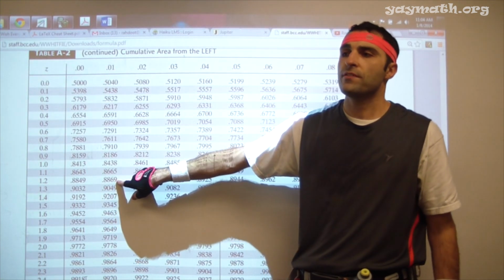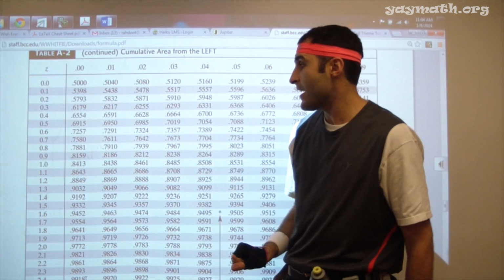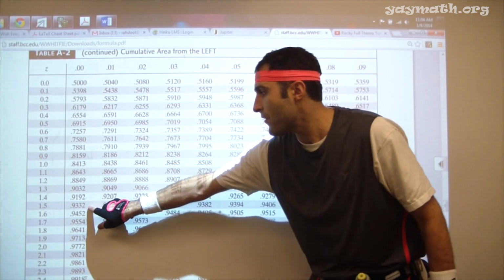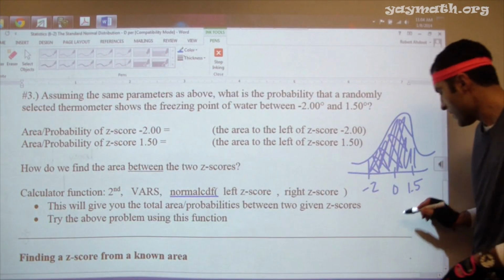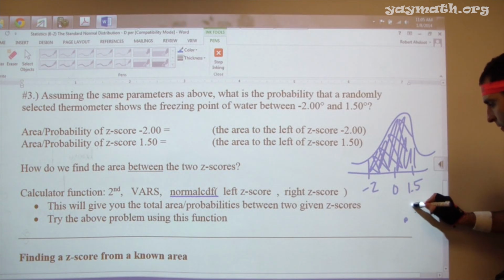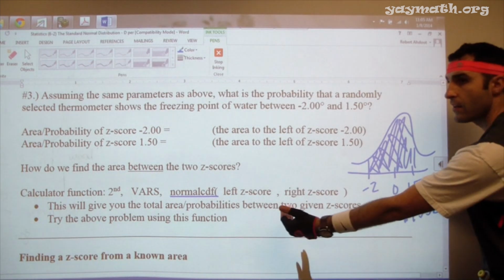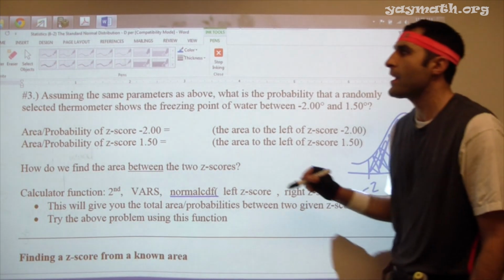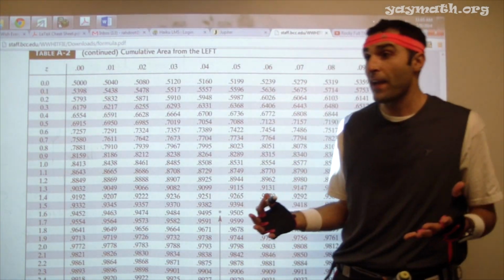1.21. This is the area of z-score 1.21. Very good. In this case, 1.50, 0.9332. Putting it down. So this area is 0.9332. And you're going to give us that table? Absolutely. I thought about having you memorize it, but I thought against it. Just want to be fair.